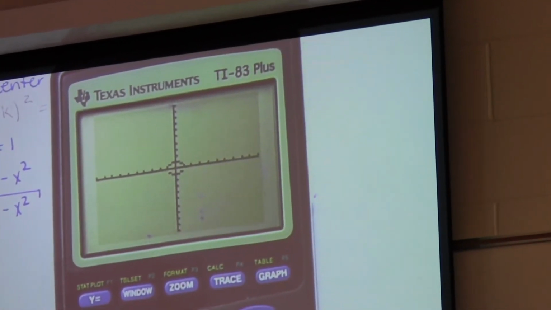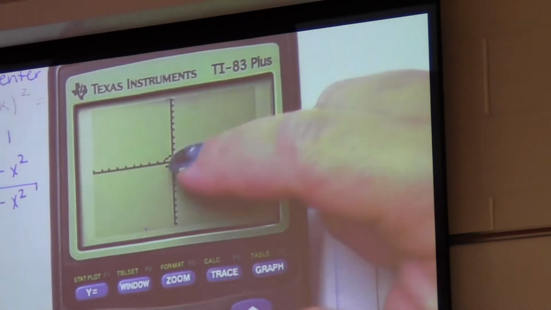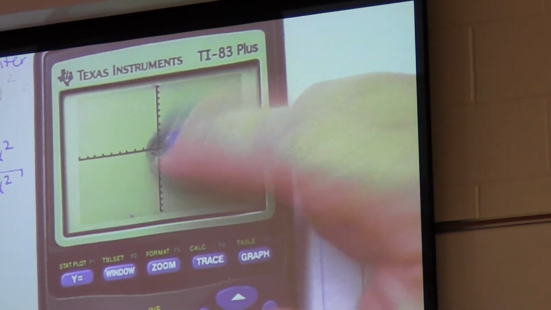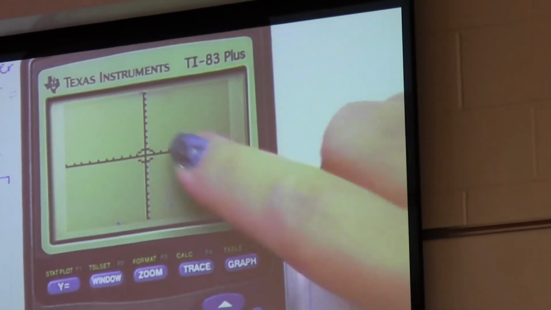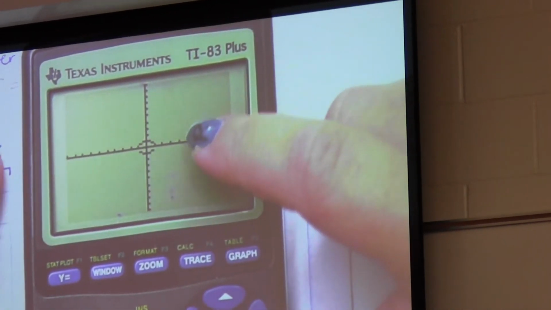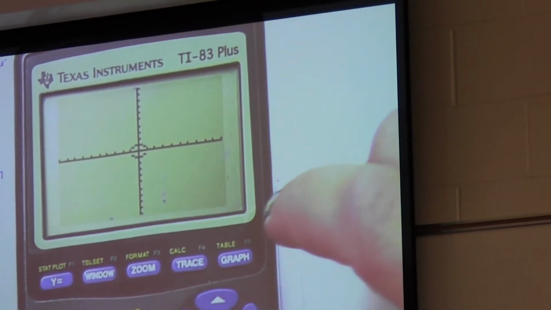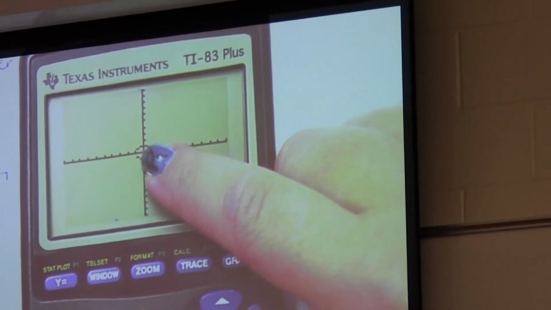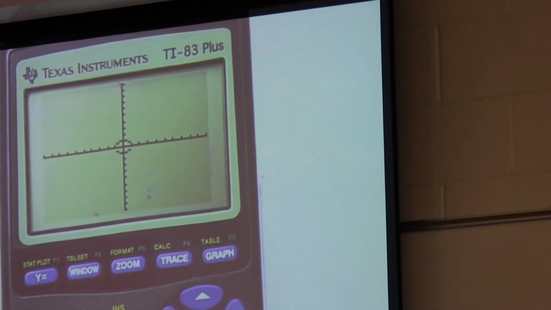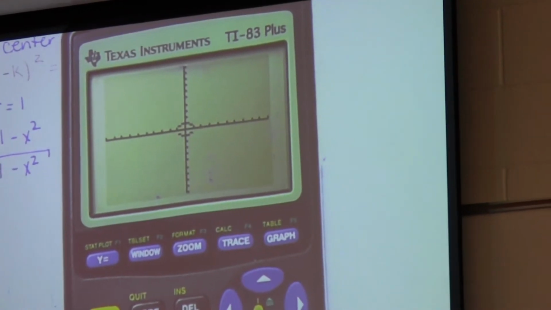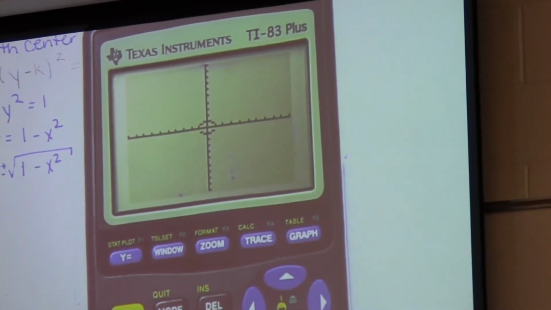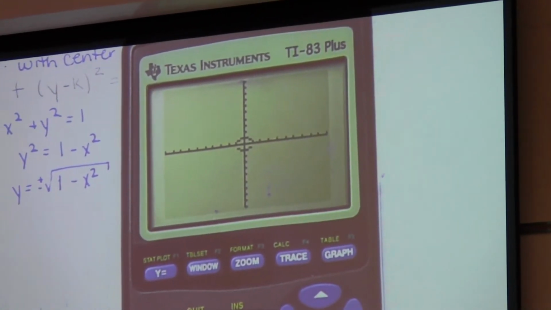And you can see, even though it looks a little football-y, it goes up 1, over 1, down 1, over 1 to the left. So my radius is 1, just like it was in my original equation. And my center is at (0, 0). If we move that center around, if we change that radius at all, that's going to change our equations and then change our pictures.